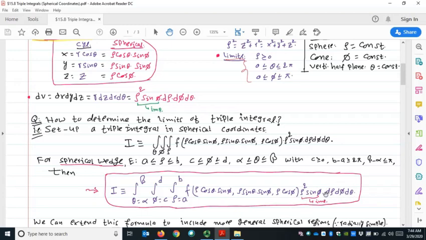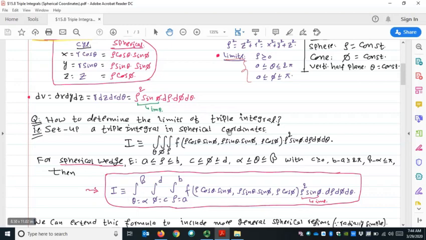And with this order, d rho d phi d theta, our inner integral is the rho integral, whose limits are a to b. The middle integral is a phi integral whose limits are c to d, and our outer integral is the theta integral whose limits are alpha to beta.